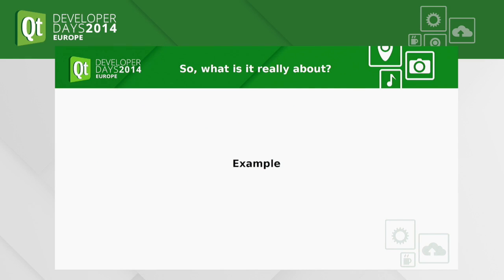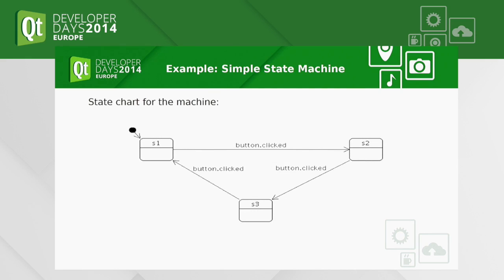Okay, so what is this really about? Let's just take a simple example. So imagine you want to create an application that has a button, and each time you press on the button, the label of the button should change. You may want to do that as a state machine. So here we have the state chart of our application. There are basically 3 states, S1, S2, S3. And each time we click on the button, it will advance the state machine, and it will go from S1 to S2, from S2 to S3, and from S3 to S1 again. The initial state here is S1.